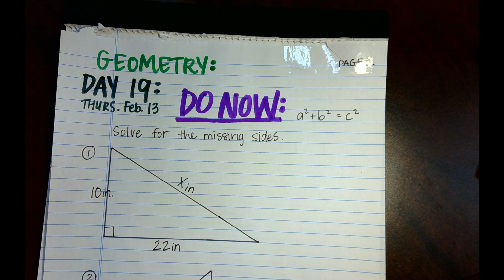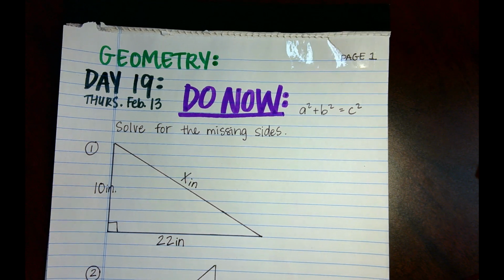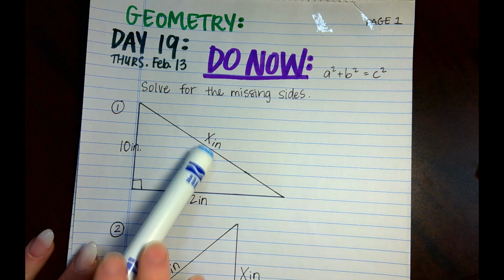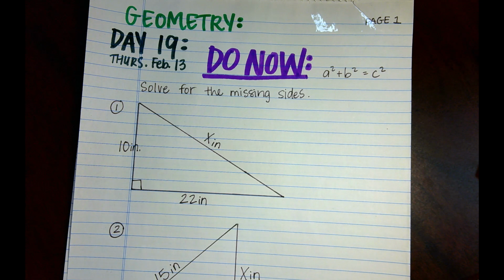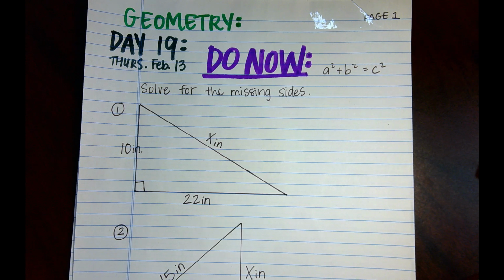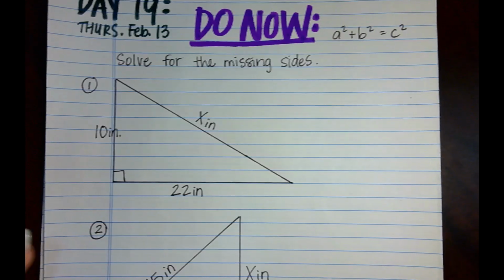All right, guys. It is day 19, Thursday, February 13th. For your do now today, I gave you 2 different right triangles. I wanted you to solve for the missing sides using the Pythagorean theorem. So for number 1, what answers did you guys get?